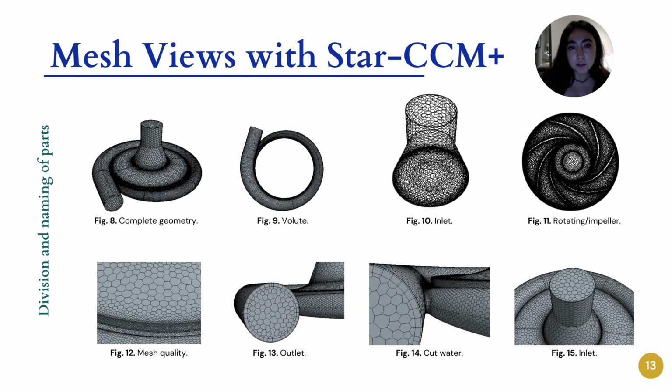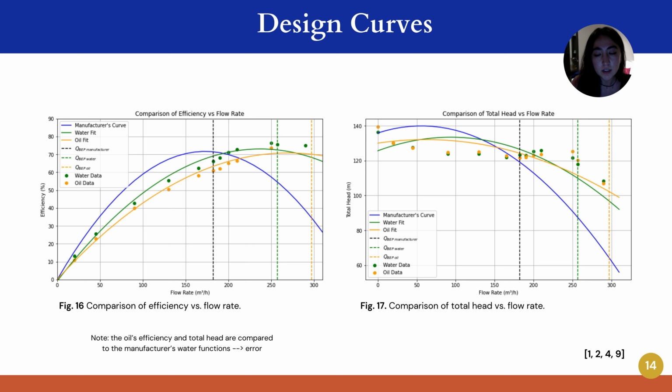Here, we present some important phases and interfaces, like the inlet, outlet, cutwater, and impeller, along with a detailed view of the mesh quality. 10 to 15 points were evaluated for each fluid to create the following figures. The system is more efficient with water, as indicated by the higher efficiency values for the same flow rates in the left figure. Additionally, the best efficiency points for water and oil are both higher than the manufacturer's BEP, which indicates that the system was originally designed for lower flow rates and that the fluid's characteristics, such as density and viscosity, impact the performance significantly.